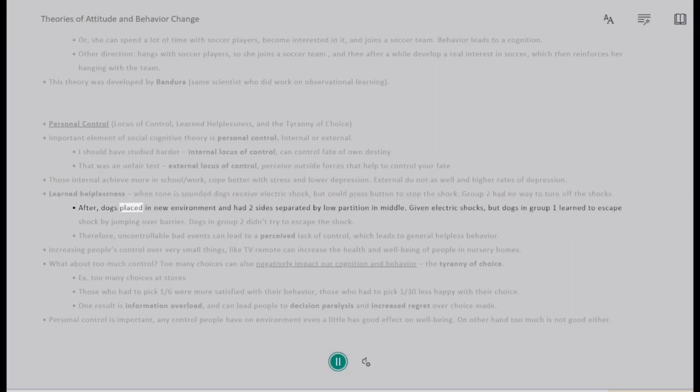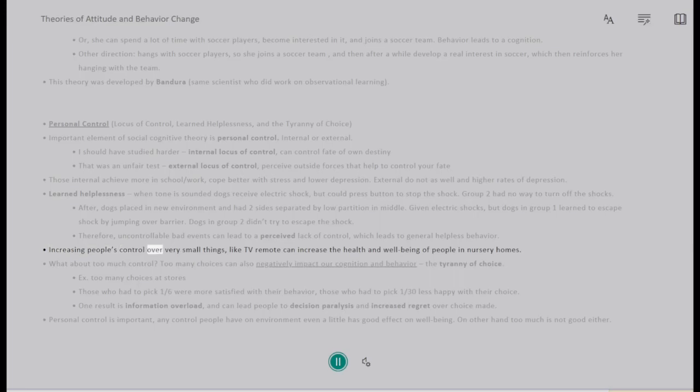Afterward, the dogs were placed in a new environment with two sides separated by a low partition in the middle. They were given electric shocks, but dogs in group 1 learned to escape the shock by jumping over the barrier. Dogs in group 2 didn't try to escape the shock. Therefore, uncontrollable bad events can lead to a perceived lack of control, which leads to general helpless behavior.